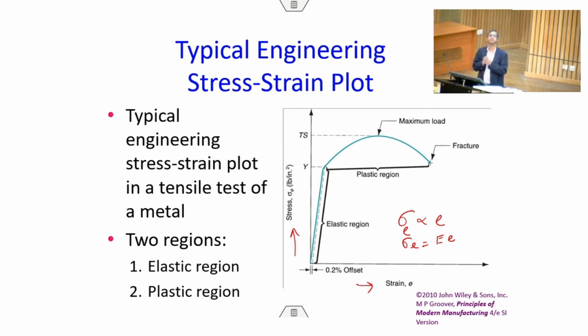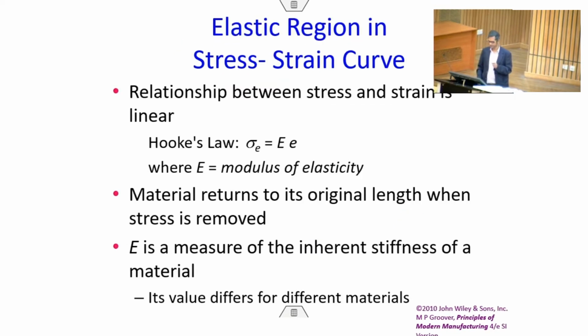That is what happens in plastic deformation. And it keeps on increasing. Many other things happen which we will discuss one by one. So these are the two regions which you will encounter when you test any material. Therefore, the relationship between stress and strain in the elastic region is given by Hooke's law, and the material returns to its original length when the stress is removed.